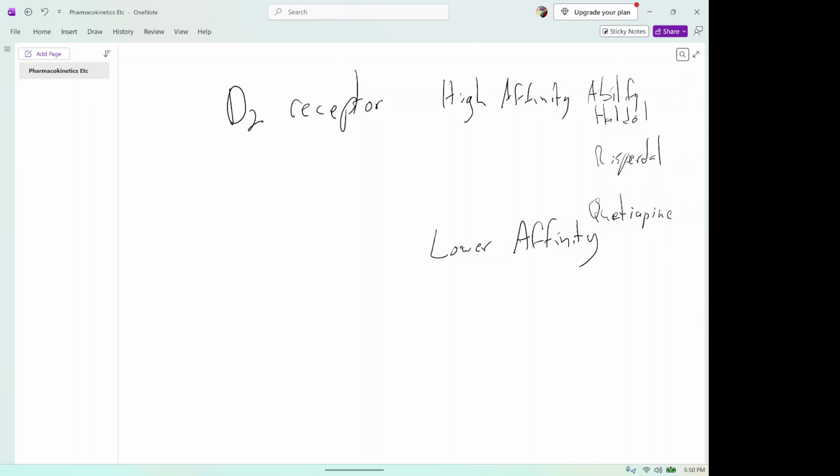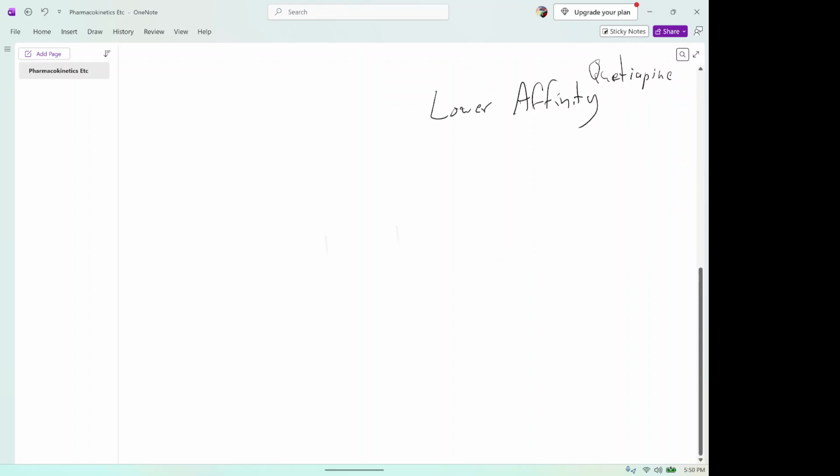But I want everybody to understand that Abilify hugs the D2 receptor very strongly, more strongly than Risperdal, and that's a separate phenomenon than whether something is a partial agonist or an antagonist. So when we talk about those terms, we're talking about the downstream effect from the receptor.